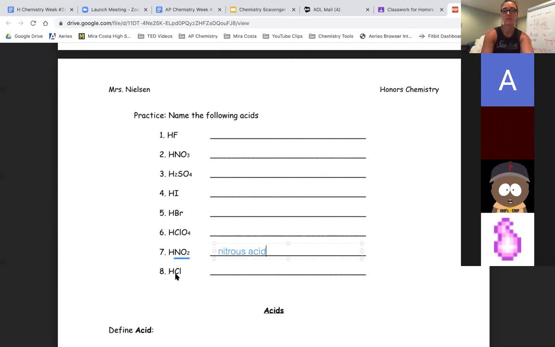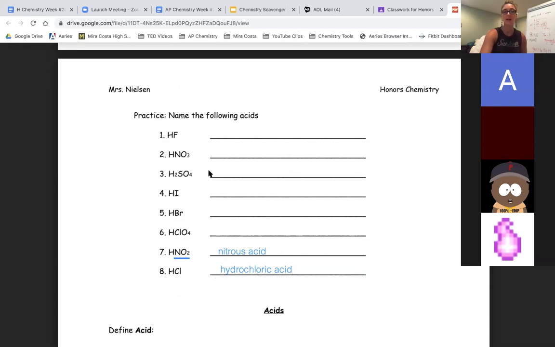And then last one, HCl, that's binary. So we're going to use that prefix hydro, and then the root name of the second element, so it's hydrochloric acid. Hydrochloric acid is actually your stomach acid. It's one of the strongest acids that we have, and it's in our belly. It helps to digest our food.